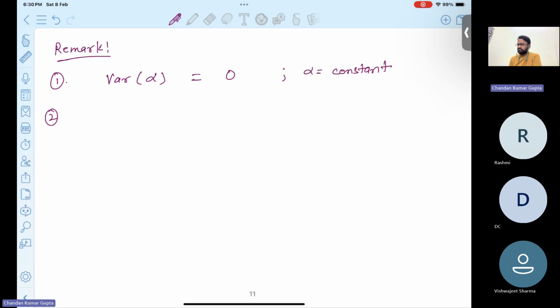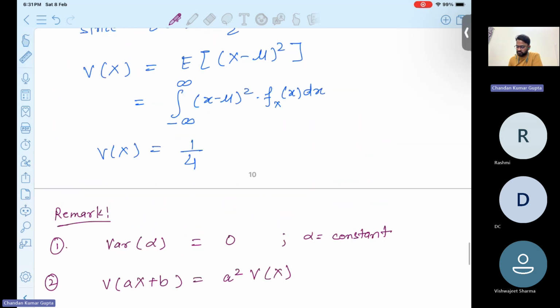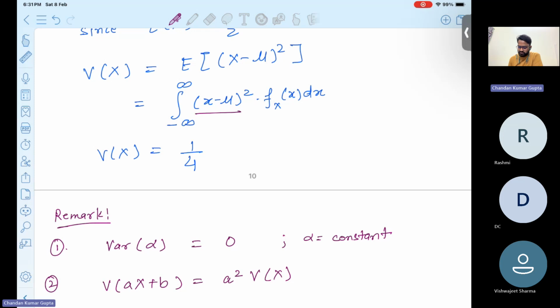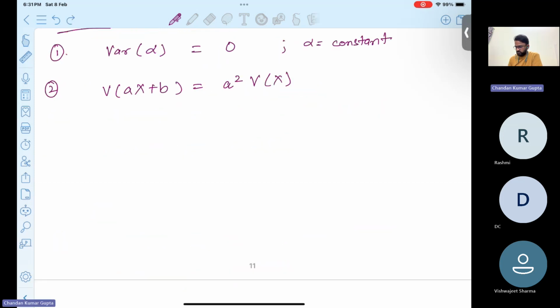The second one is the variance of ax plus b. The variance of a linear combination of the random variable is a square times variance of x, plus variance of b, and b is a constant, so that is 0. The scalar multiplied with the random variable comes out of the variance in its square form, because in the formula, x minus mu whole square is there. So this is the second property.